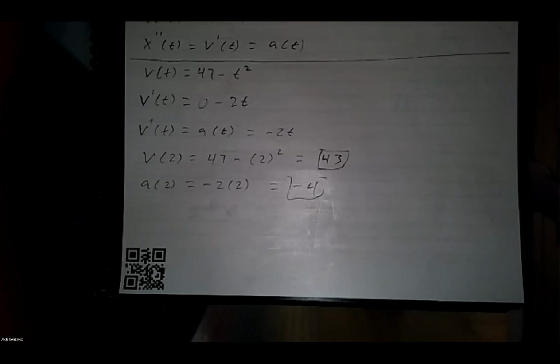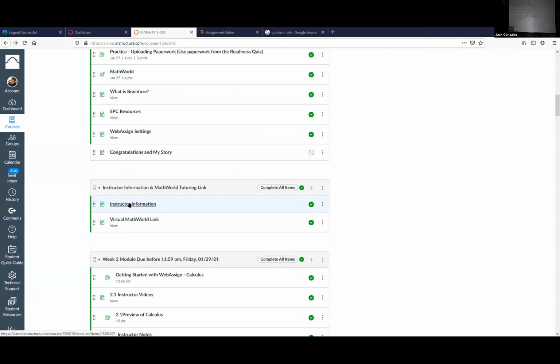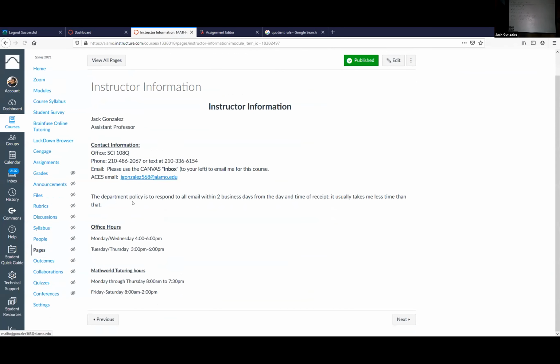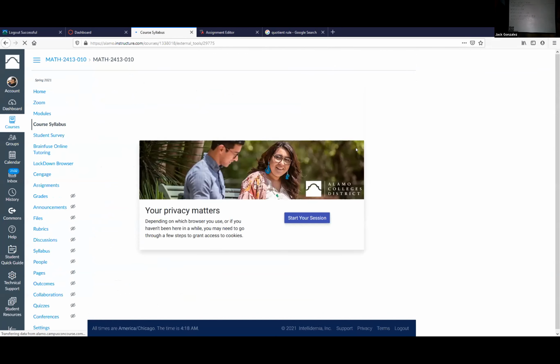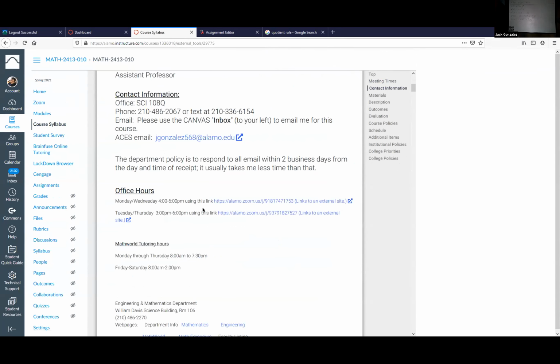Yeah, so if you go to instructor information, right here. Let's see if it's in the syllabus. Yeah, they're in here. Monday, Wednesdays 4 to 6. You just click here. Tuesday, Thursdays 3 to 6. And if I don't let you in, I put my number on there so you can text me in case I'm not paying attention. Okay.